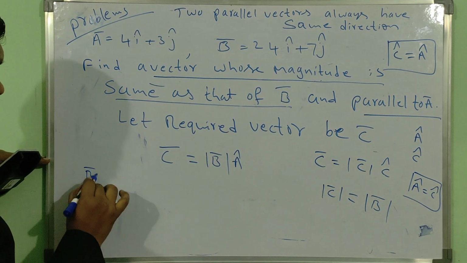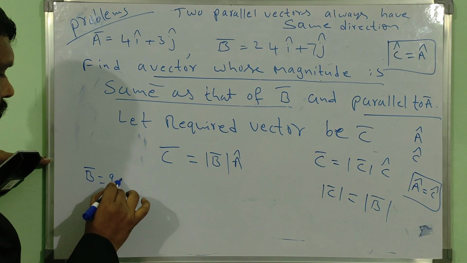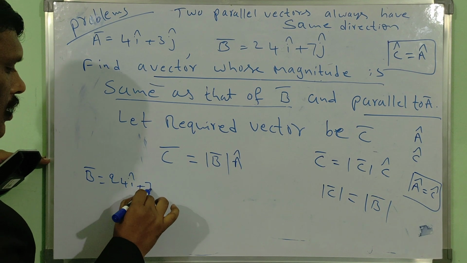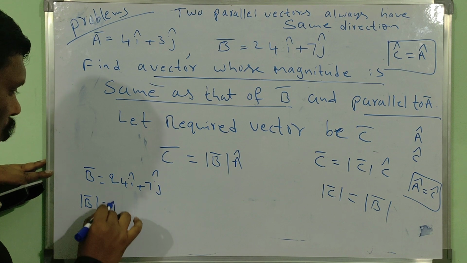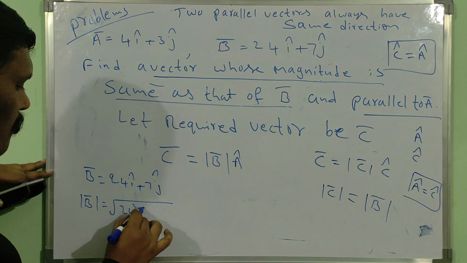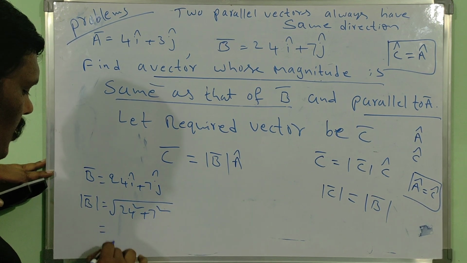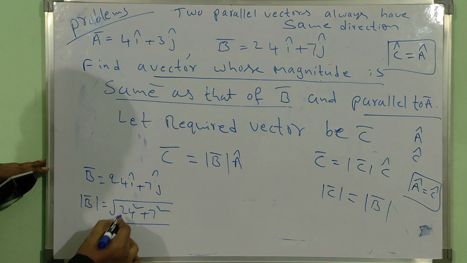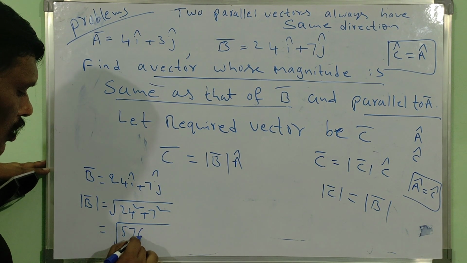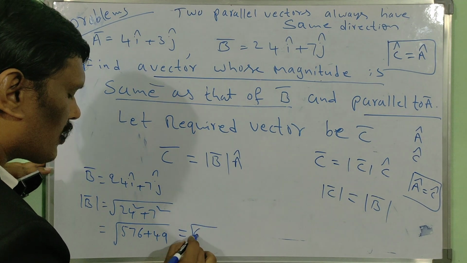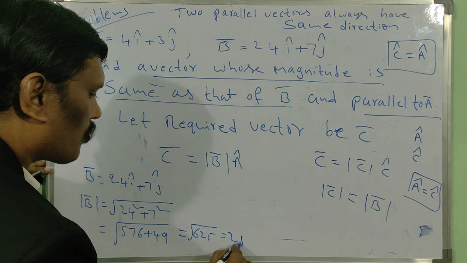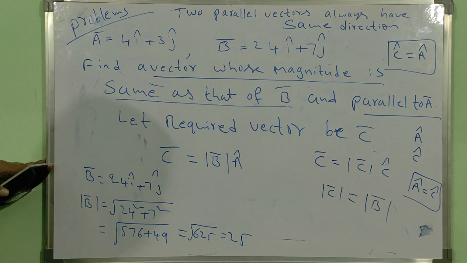B bar vector is given as 24 I cap plus 7 J cap. Then how to calculate the magnitude of B bar? Square root of 24 square plus 7 square. That is the magnitude calculation formula. 24 square is 576, plus 7 square is 49. You are going to get root of 625. Finally, we get 25. That is the magnitude of B bar.